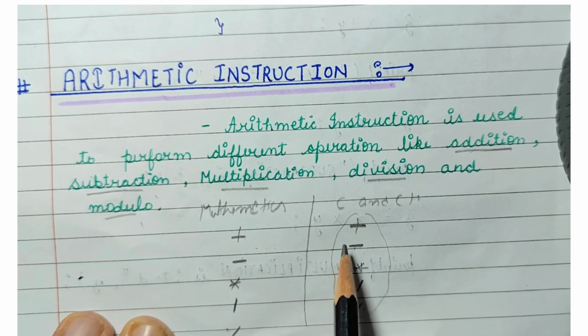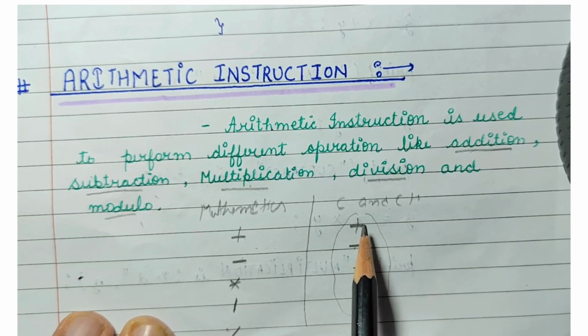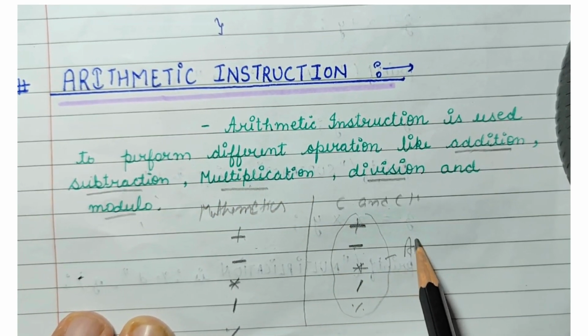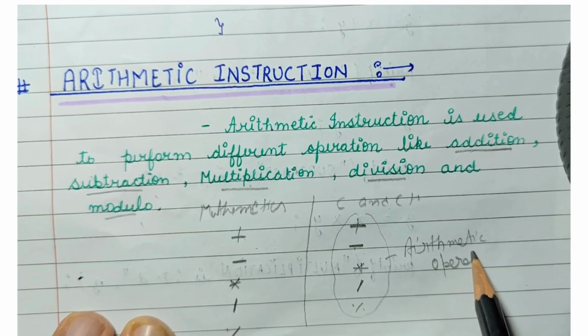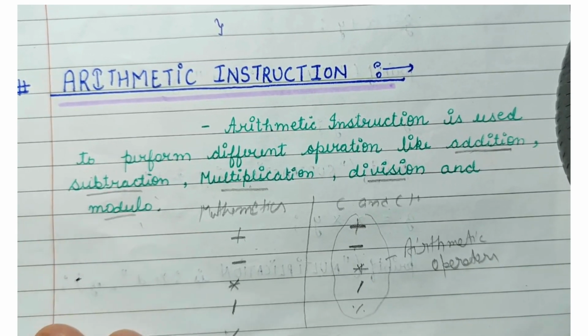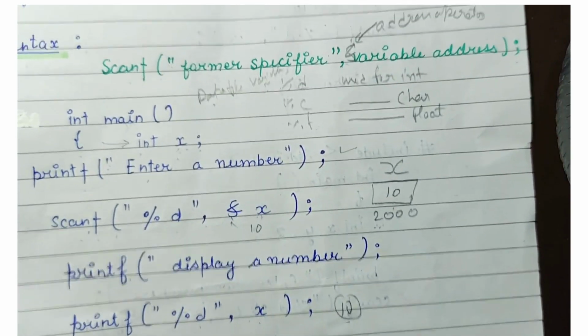In C and C++ languages, these are called operators. These are called arithmetic operators. Now we discuss how we perform these operations.